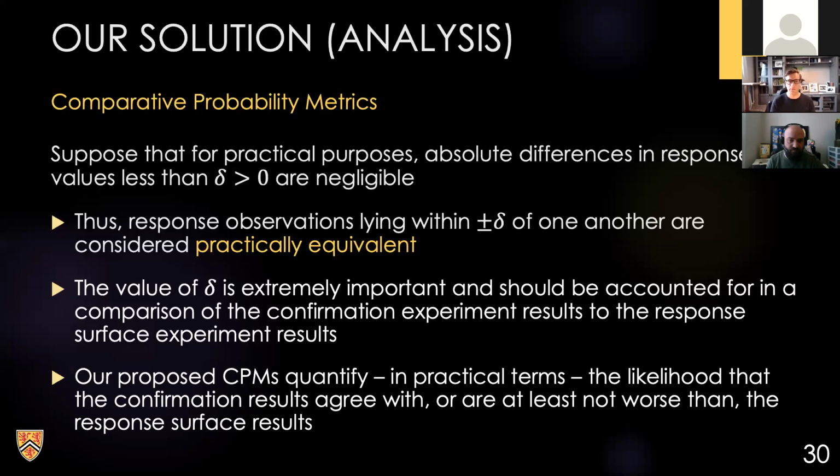So what our comparative probability metrics do is quantify in practical terms the probability or the likelihood that your confirmation results agree with your response surface results, or at least that they're not worse.